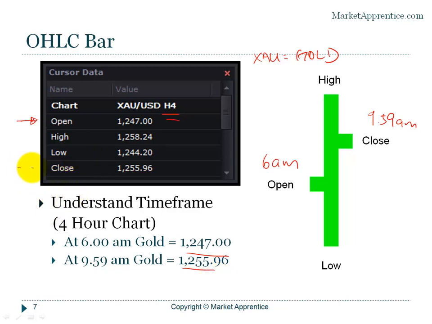as stated here. Well, we don't really know what happens in between the open and close. We know that the highest value where price reached between 6 and 10 a.m. was at 1258.24 per ounce. And during the same session, price went as low as 1244.20 per ounce, both of which can be found here.